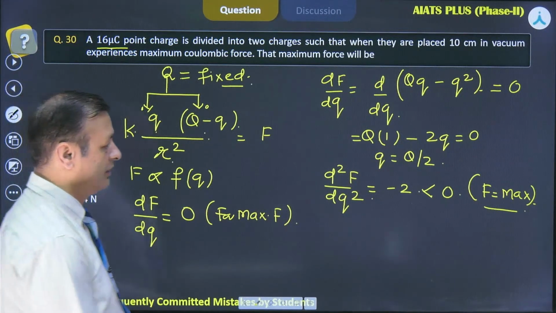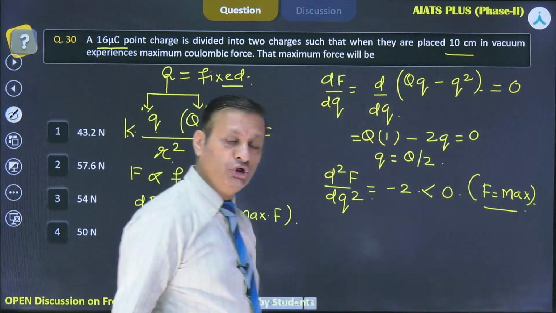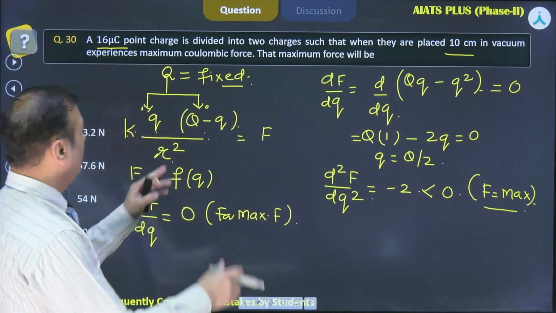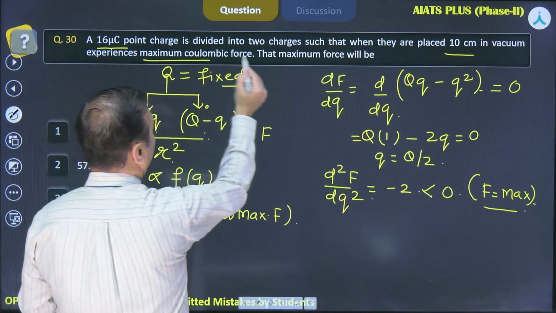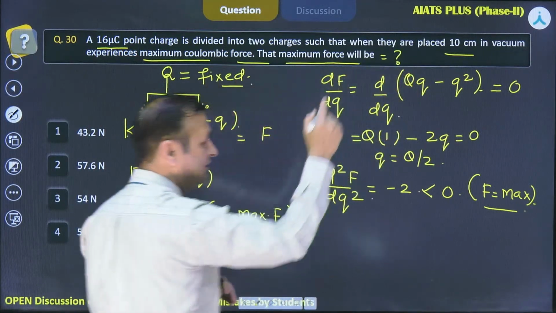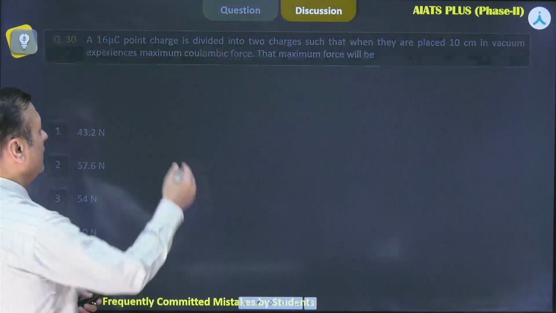Got it? Does this depend on the separation? No, it does not depend on the separation. But when you are supposed to find out the Coulomb force, then this separation does matter a lot. So how? Let's attempt this one.